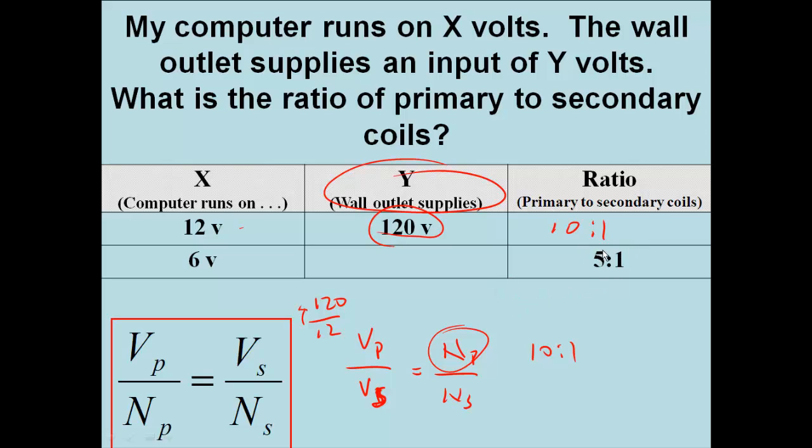And likewise, we know our primary has to be 5 times greater than our secondary. So our secondary is 6 volts, therefore our primary should be 5 times greater, or in other words, 30 volts.